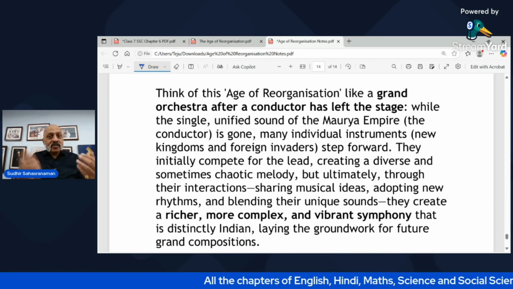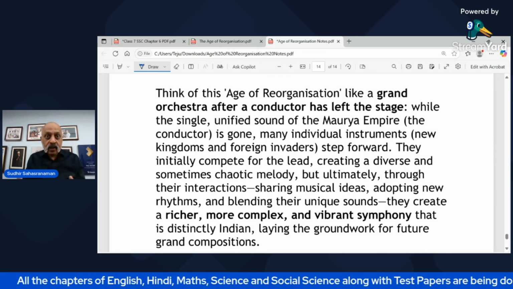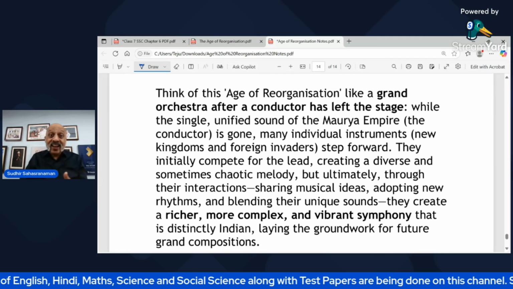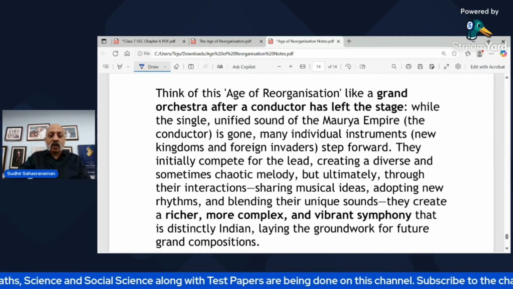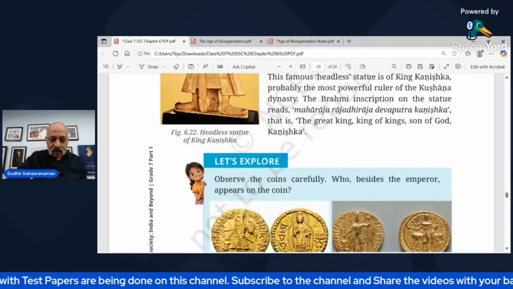When I say music, it doesn't mean only music. I mean that everyone had their own identity in terms of art, culture, trade, the way they would do governance, everything that was very, very unique. So with that, we come to the end.